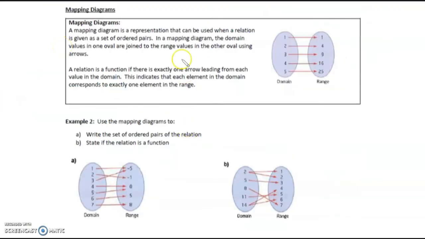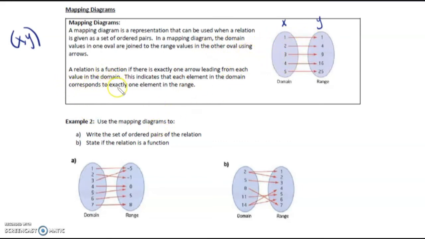Now there's something called mapping diagrams, and this is just another way to display ordered pairs, such as x, y, and it's more visual. A mapping diagram is a representation that can be used when a relation is given as a set of ordered pairs. In a mapping diagram, the domain values are in one oval, so the first oval would be our x's, or our domain, the independent values, and then the range would be in the second oval, which is the y or the dependent values. And they're joined using arrows.